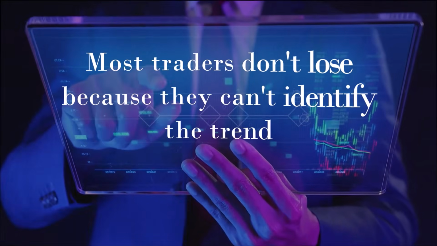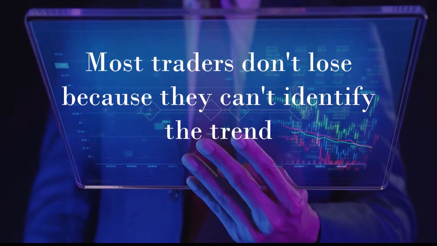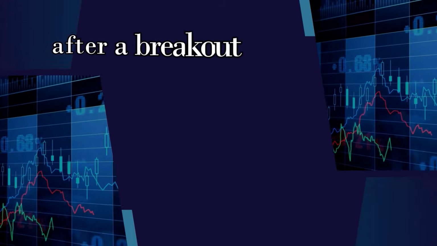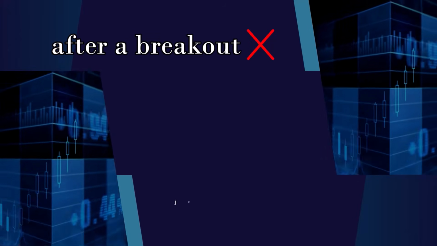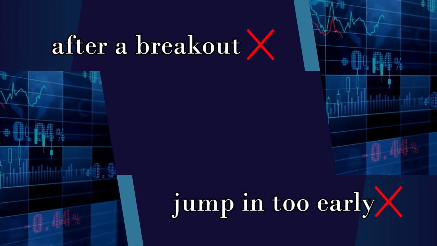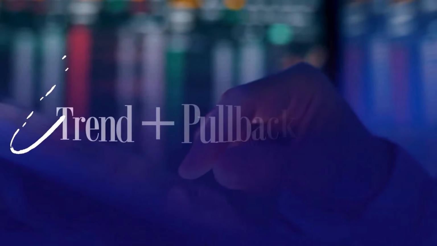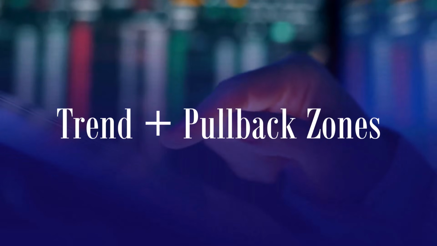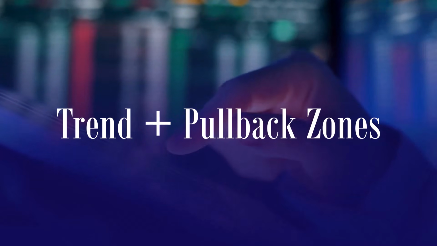Most traders don't lose because they can't identify the trend. They lose because they enter at the wrong time. They buy after a breakout just as the market pulls back, or they jump in too early before the trend is ready to continue. But what if you had a way to identify not only the trend, but also the areas where high probability pullbacks are most likely to happen?